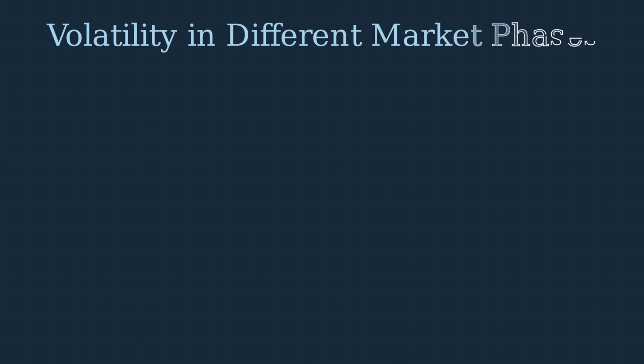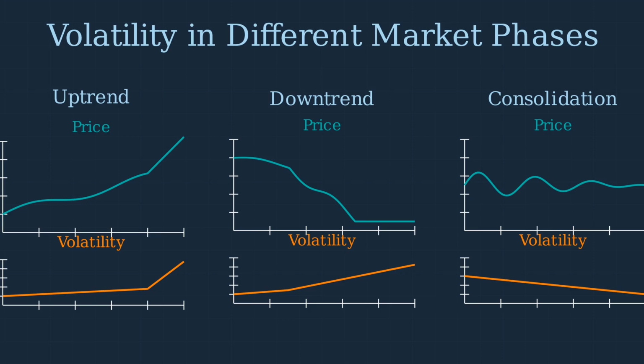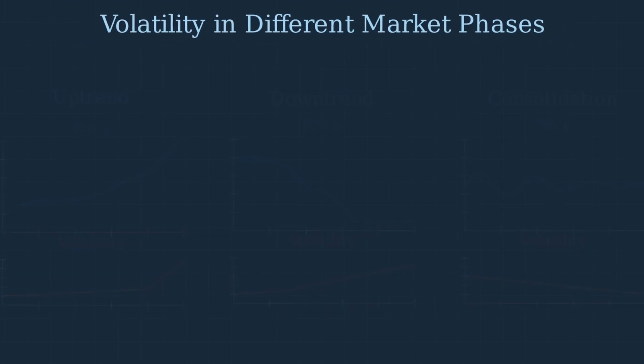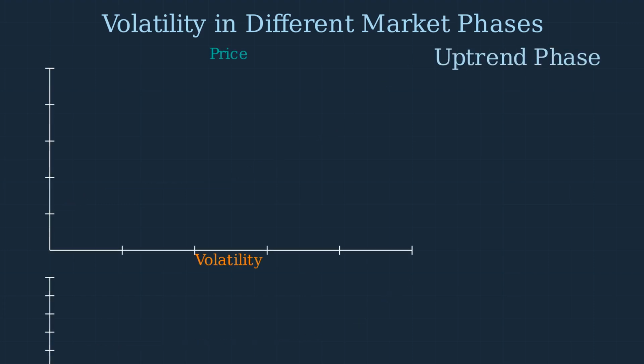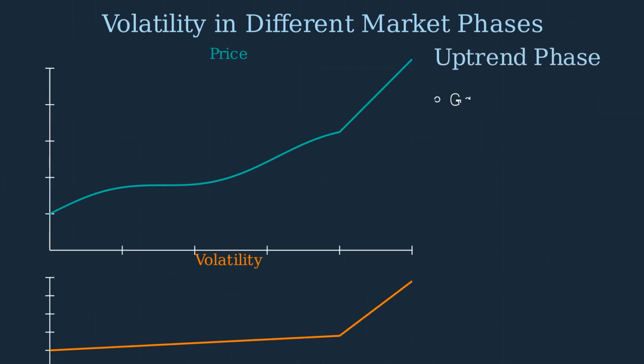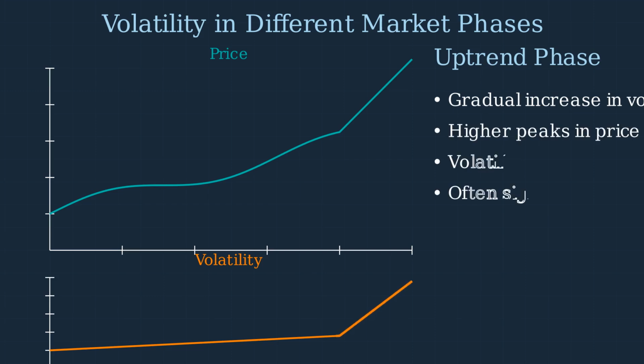Volatility exhibits distinctive patterns across different market phases, each with its own characteristic signature. During uptrends, volatility tends to increase gradually as the market rises. This is often followed by a significant spike in volatility near the end of the trend, which frequently signals market exhaustion.